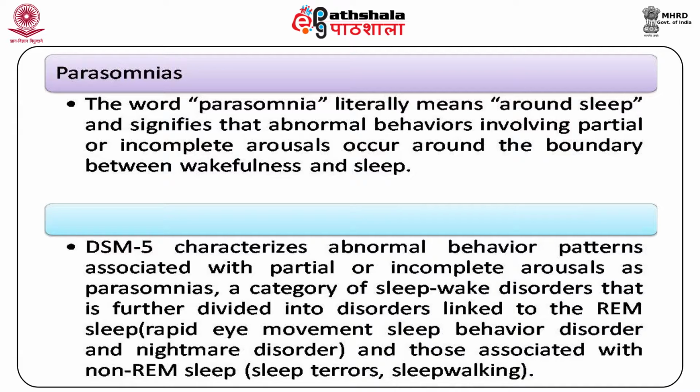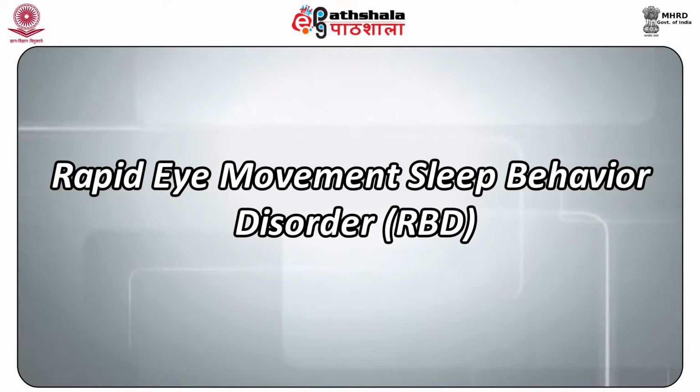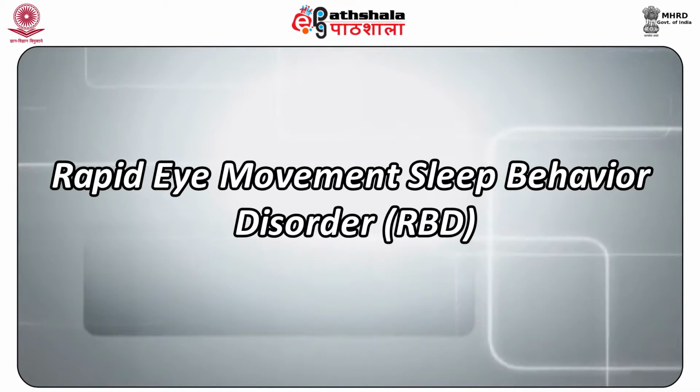DSM-5 characterizes abnormal behavior patterns associated with partial or incomplete arousals as parasomnias. A category of sleep-wake disorders that is further divided into disorders associated with REM sleep and those associated with non-REM sleep. The first category we have is rapid eye movement sleep behavior disorders, also known by the abbreviation RBD. RBD involves repeated episodes of acting out one's dream during REM sleep in form of vocalizing parts of the dream or thrashing about.